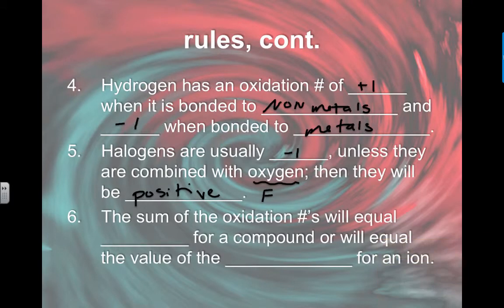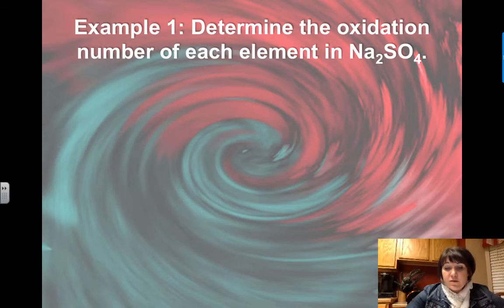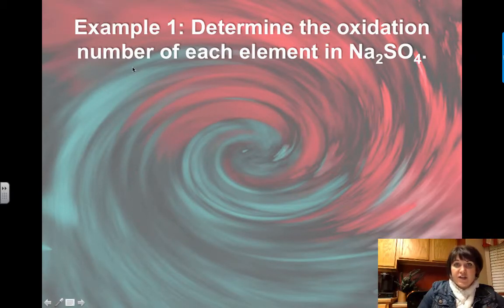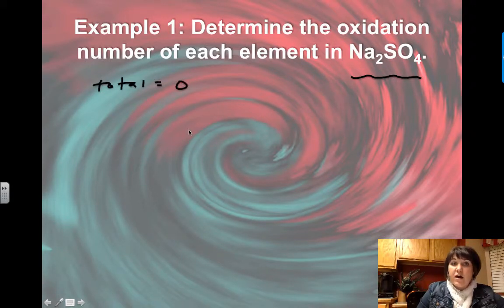The sum of the oxidation numbers will equal 0 for a compound, or the value of the charge if you're dealing with a polyatomic ion. So those are the rules. Let's apply the rules to determine the oxidation number for each element in sodium sulfate. So we know that sodium sulfate has a total charge of 0 because it's an ionic compound, and compounds have to add up in such a way that it cancels out all the charges.